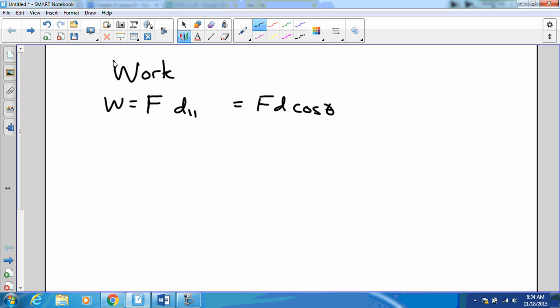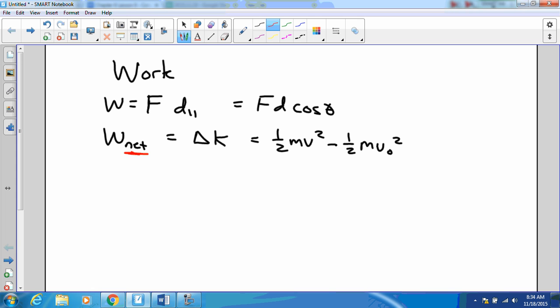And what we discovered was that when we do work on an object, the work that we do changes the kinetic energy of the object. So that if we add up the net work done by all forces on the object, that net work is equal to the change in kinetic energy of the object, or 1/2 mv final squared minus 1/2 mv initial squared. Please note that we're talking about the total work done by all forces.